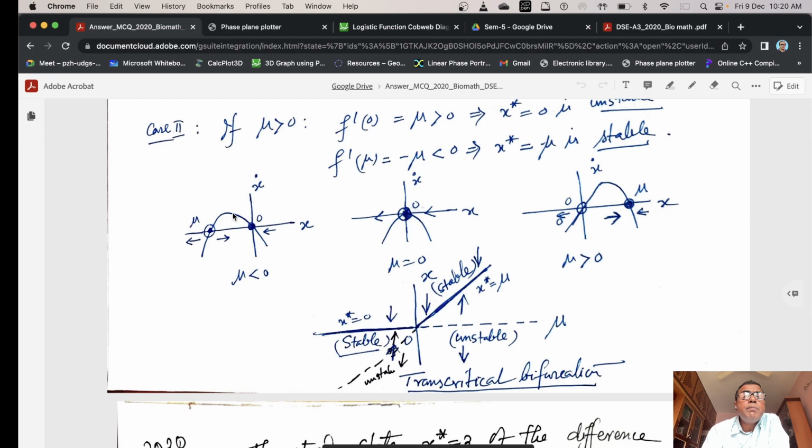So if we plot the phase portrait, along the x-axis is x and the y-axis is x dot. For the case mu less than 0, there are two equilibria, mu and 0.